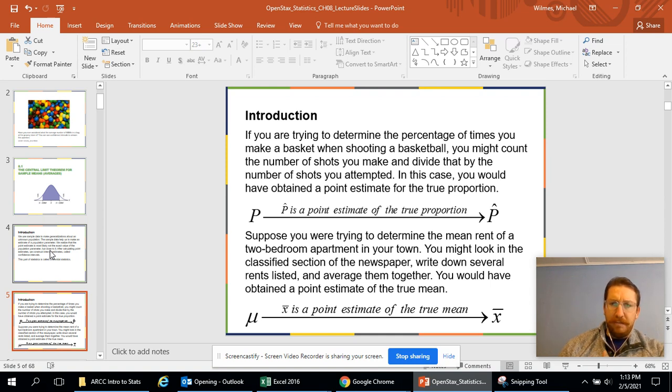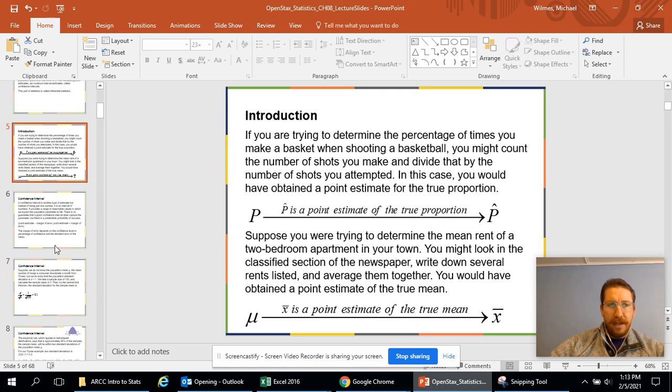So first of all, we talked about something here. It was called a point estimate. And a point estimate is just when you calculate an average. So if you're trying to determine the percentage of times you make a basket when shooting a basketball, you count the number of shots you make and divide that by the number of shots you attempted. And in this case, you'd obtain a proportion of your shots made. Or if we're trying to find the average rent of a 2-bedroom apartment in your town, you look at a bunch of ads, you write down how much the rent is, and you take the average. That's called a point estimate of the true mean. It's one piece of data.